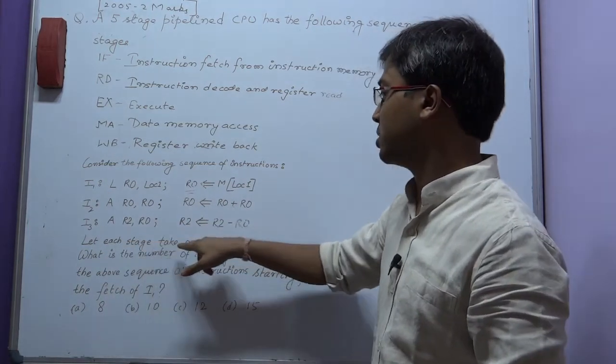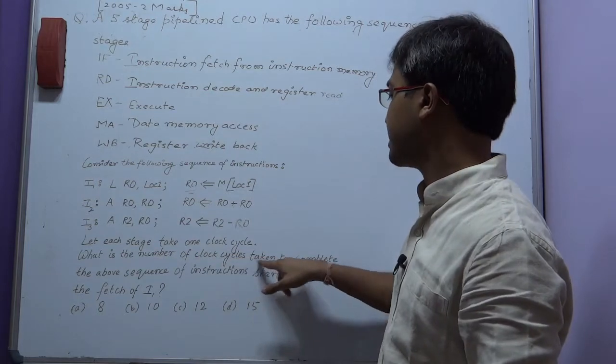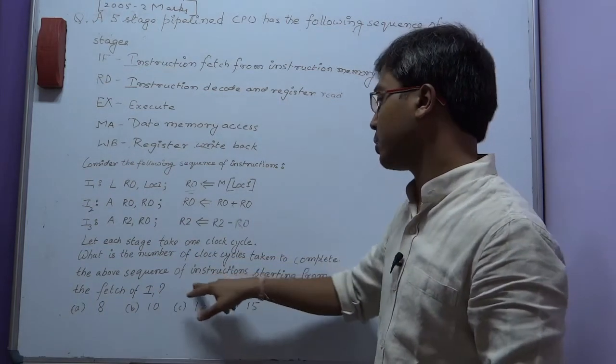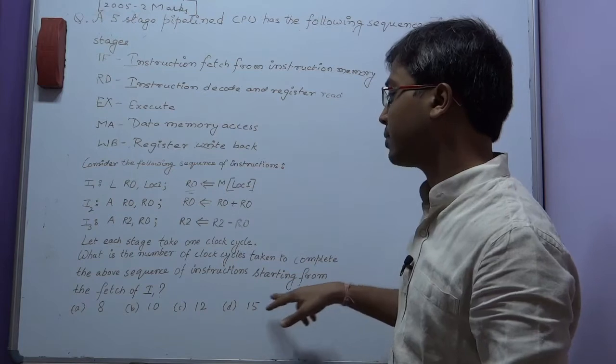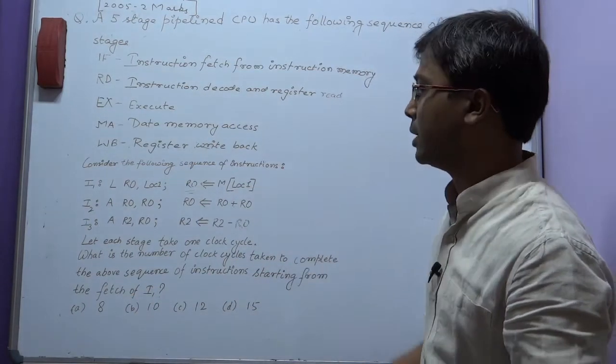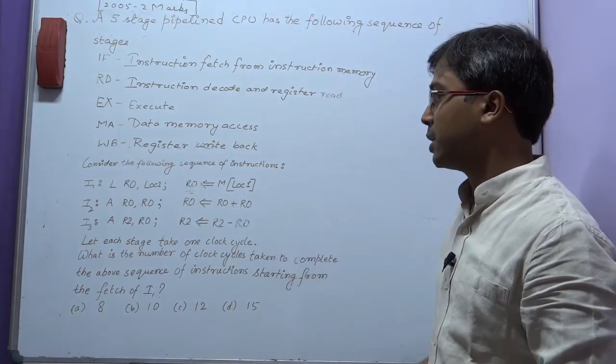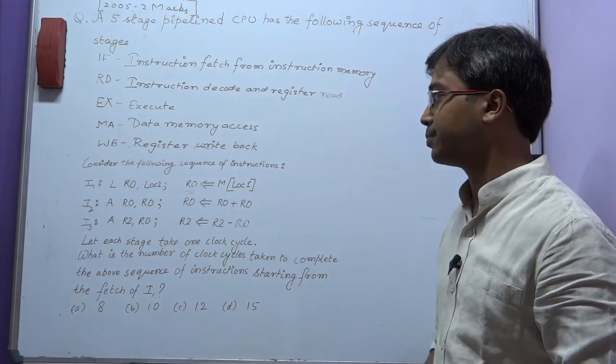Let each stage take 1 clock cycle. What is the number of clock cycles taken to complete the above sequence of instructions starting from the fetch of I1? So we need to calculate the total number of clock cycles that would be taken by these 3 instructions.